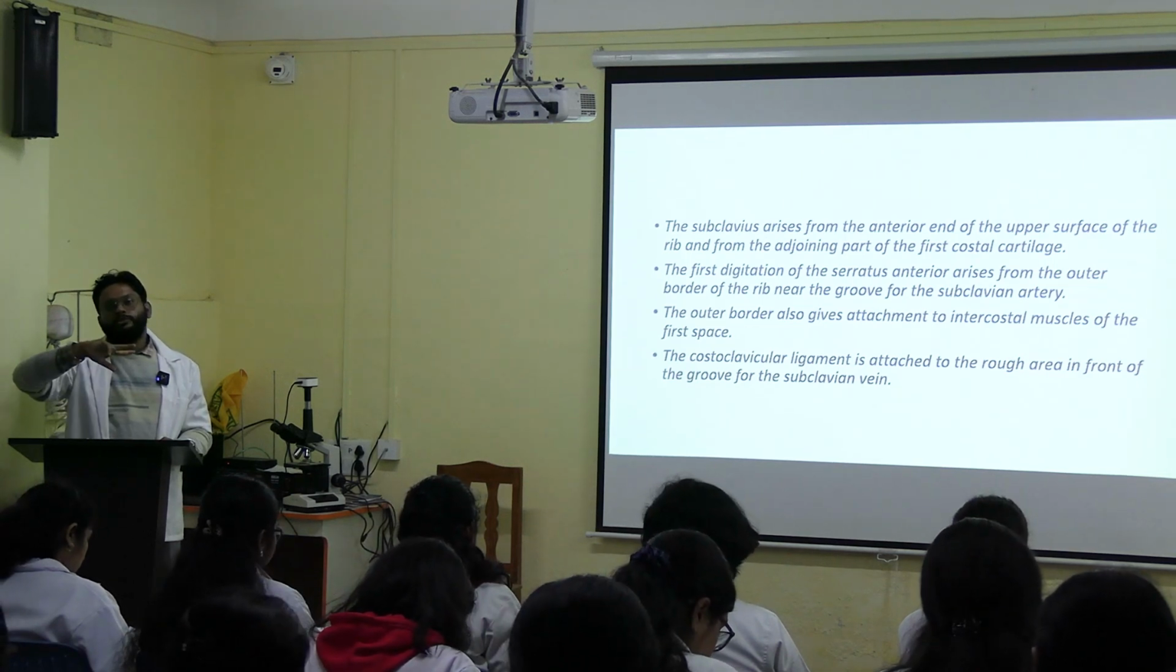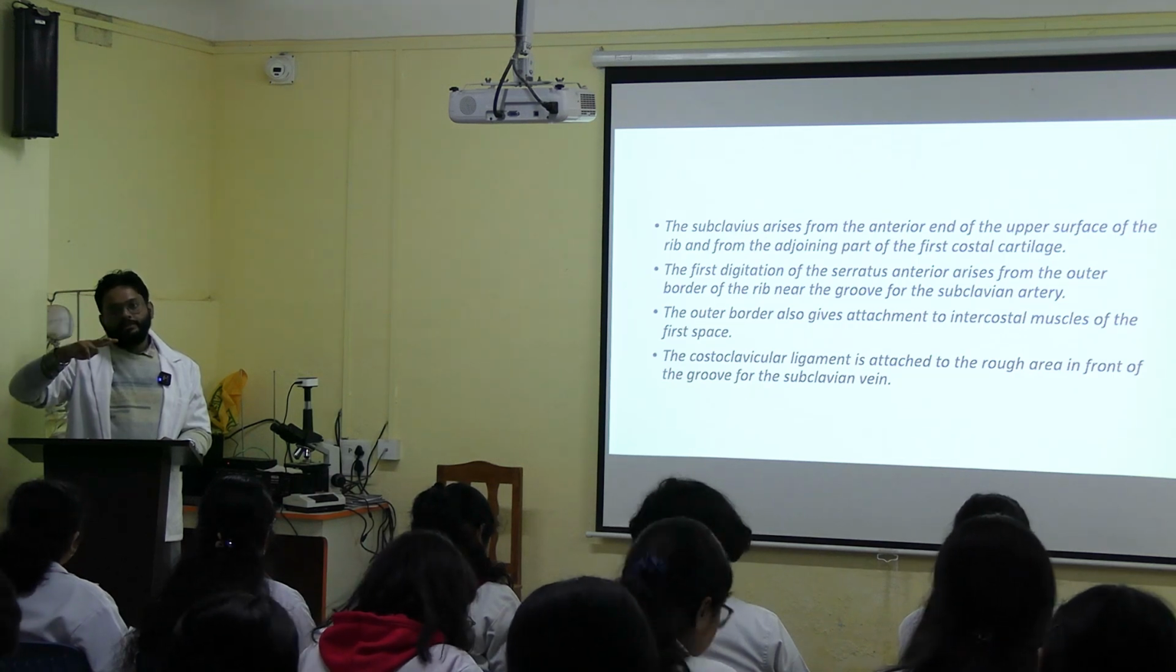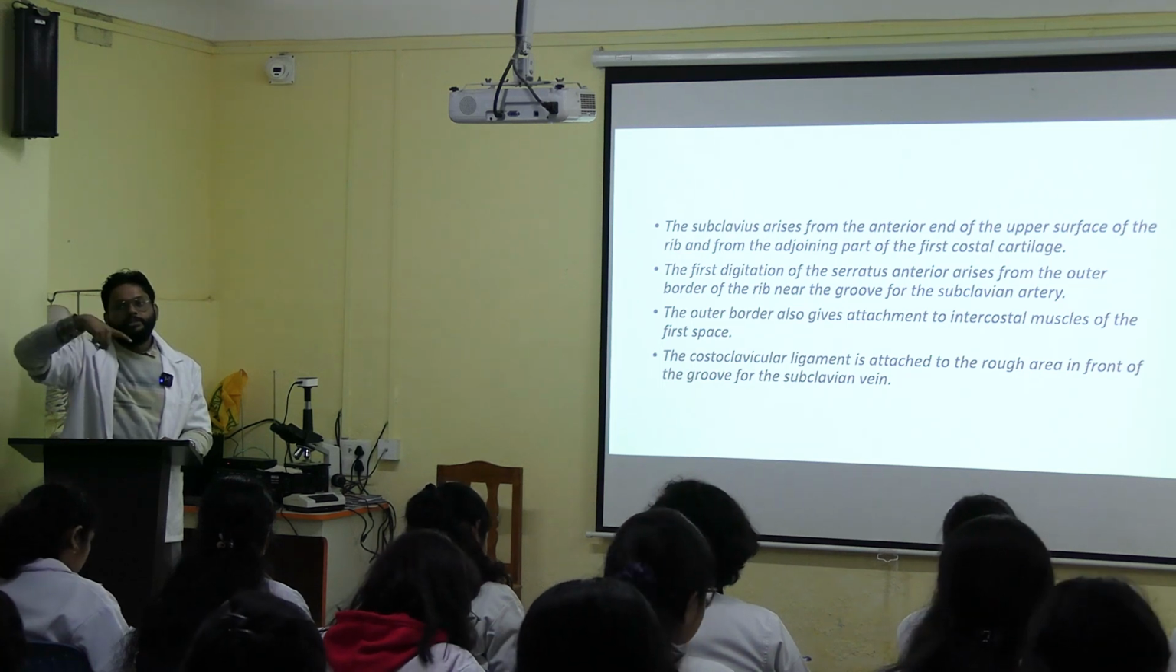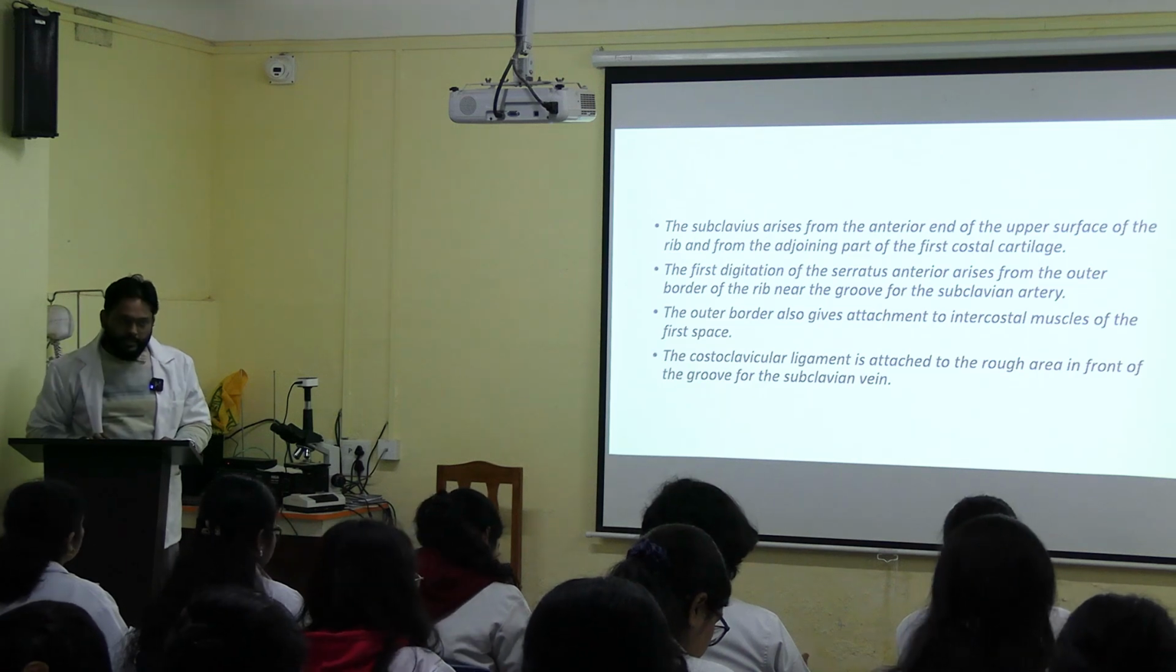Scalenus medius. Adjacent to it, by the outer border, serratus anterior. In between both the grooves, scalenus anterior. In the anterior portion of the upper surface, subclavius muscle. Okay?